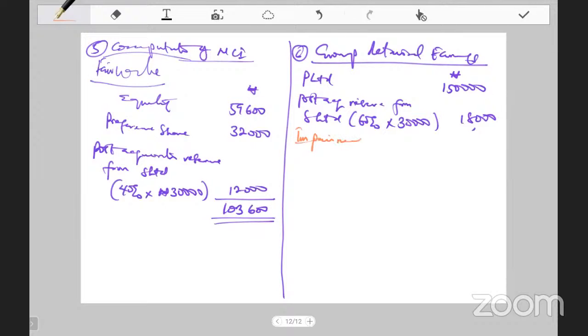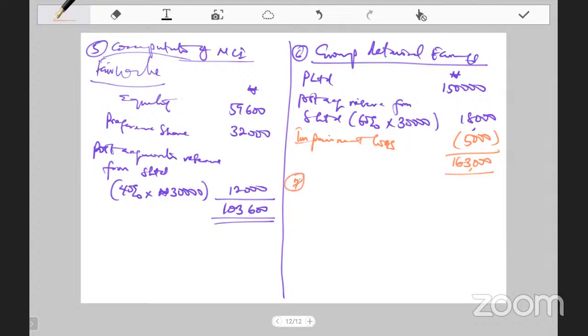The impairment loss. What's the value of our impairment loss? 5,000. So we are deducting it. How much am I going to have at the end? 163,000. I think that is all.